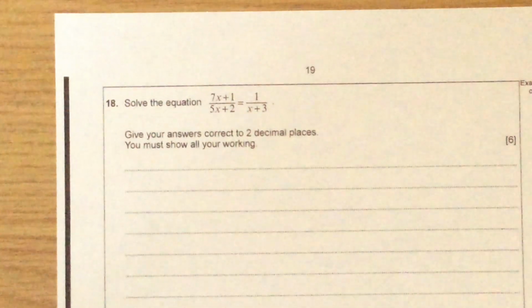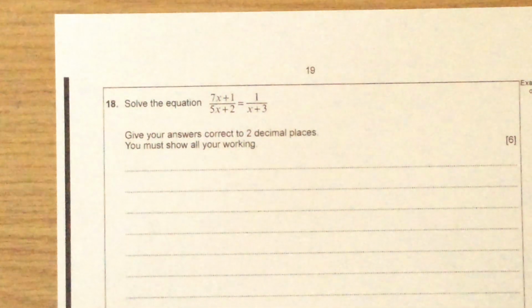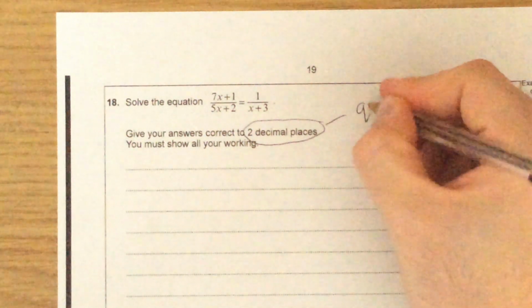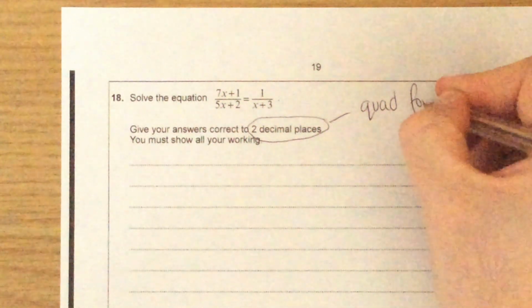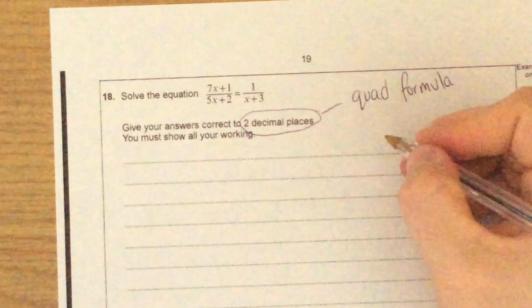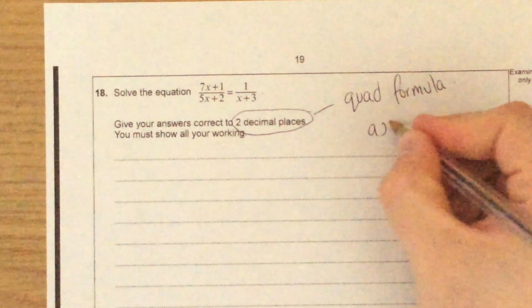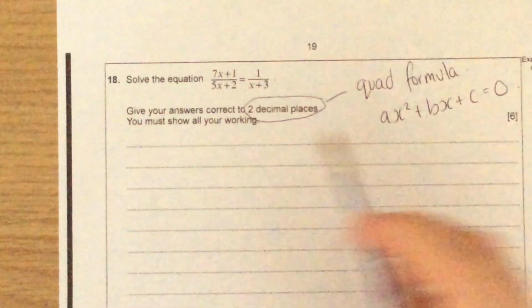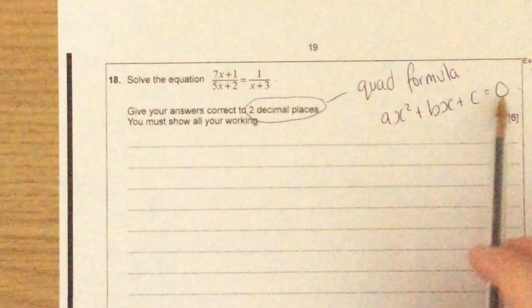So question 18, solve the following equations. Give your answer to 2 decimal places. That tells me straight away that at some point I'm probably going to need the quadratic formula in this question. If I want to use the quadratic formula, I need to get to a point where I have ax squared plus bx plus c equals 0. So let's try and manipulate what I've got into this form.